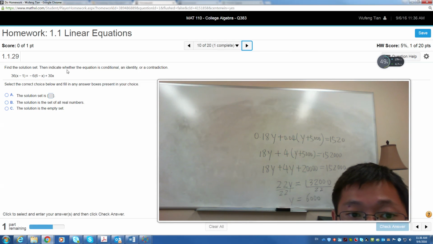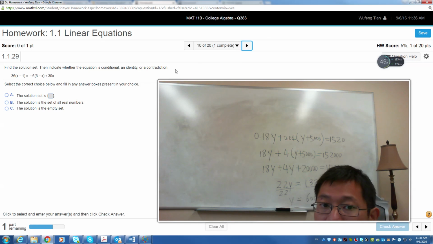It says indicate whether the equation is conditional, identity, or contradiction. I'll give you a little bit of help on what is conditional, what is identity, and what is contradiction.